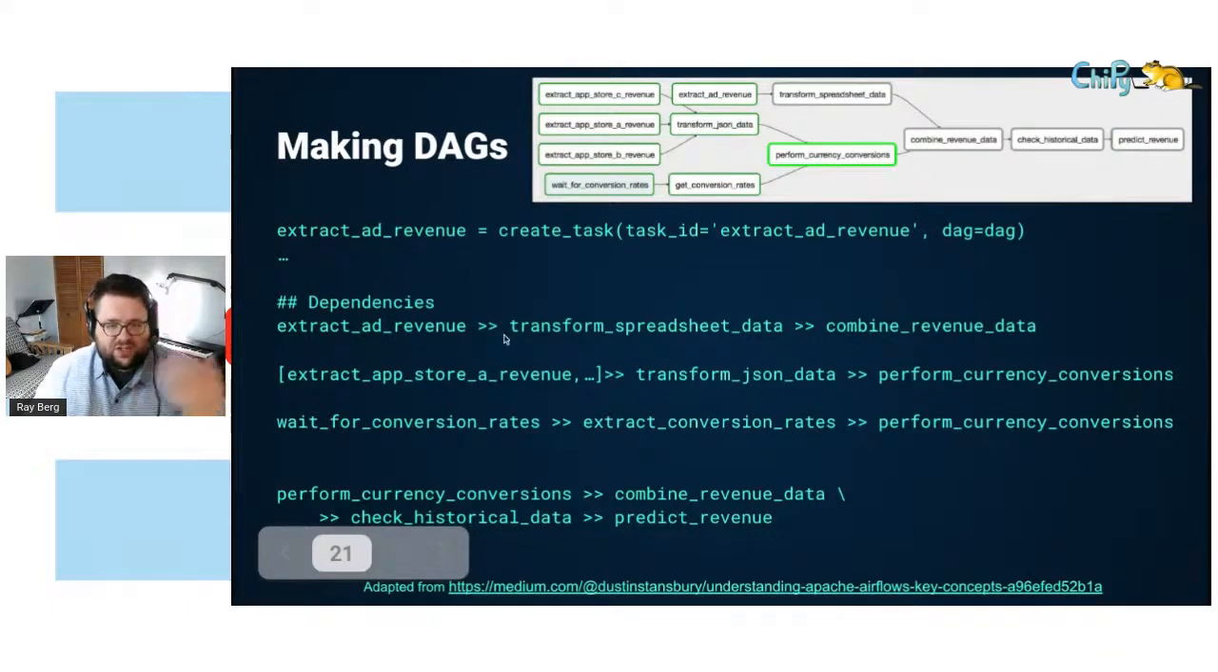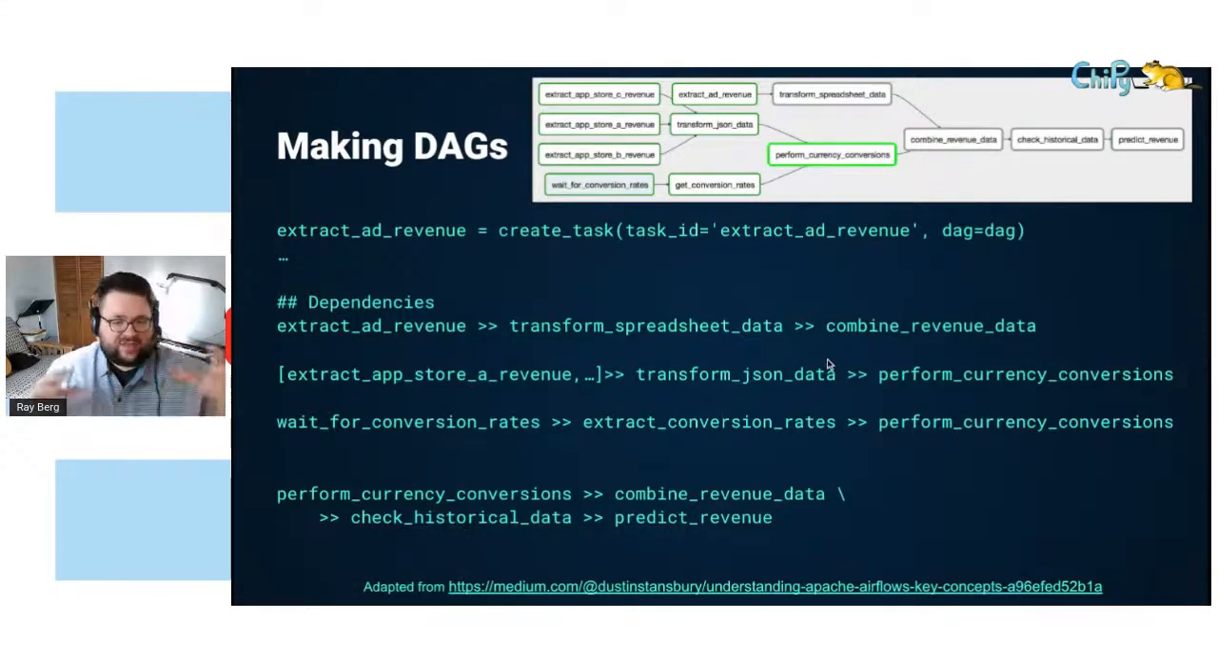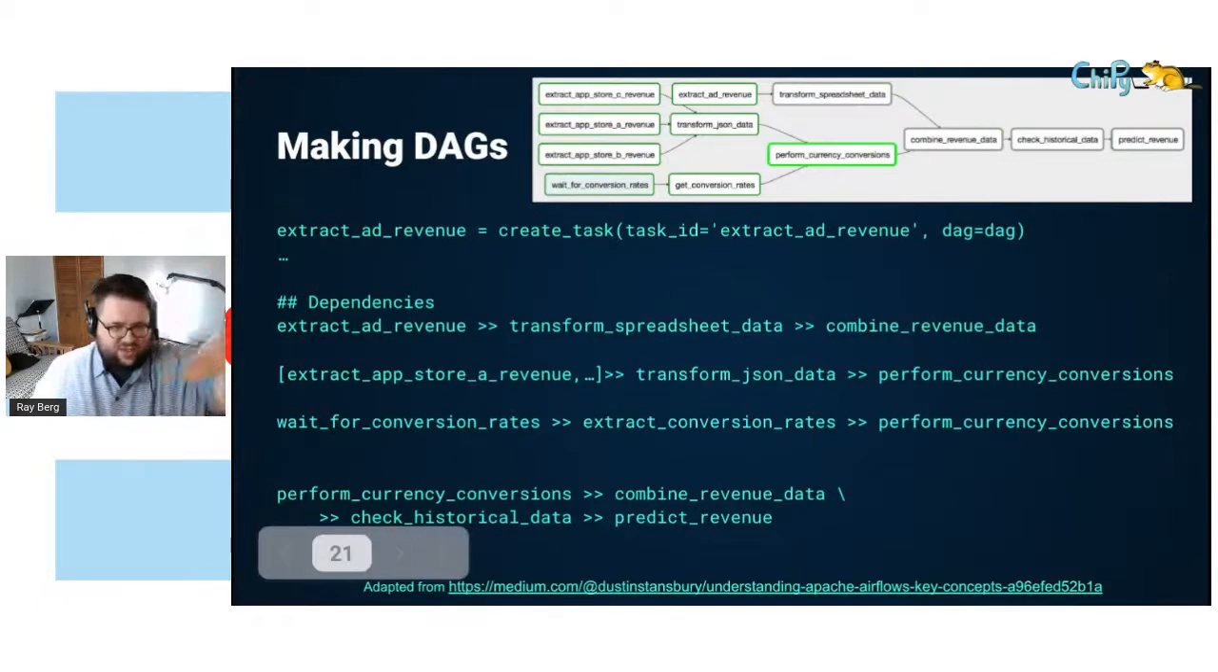The edges are defined using the bitwise operators in Python to say extract add revenue needs to happen before transform spreadsheet data. It happens before combine revenue data. You can chain them together. You can also do multiple on a line. If you had an array, you can say these happen before this, happen before this. And this is what builds that tree up for you. As Airflow is going through, the scheduler is combing through the files and says, oh, I found a DAG. Oh, it has all these dependencies. I need to run them in this order.